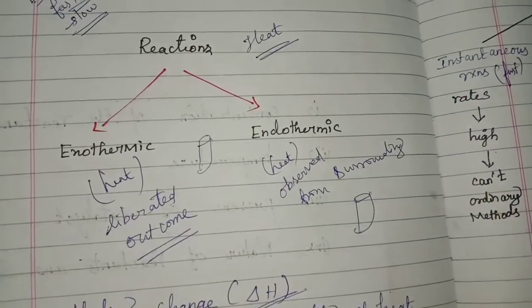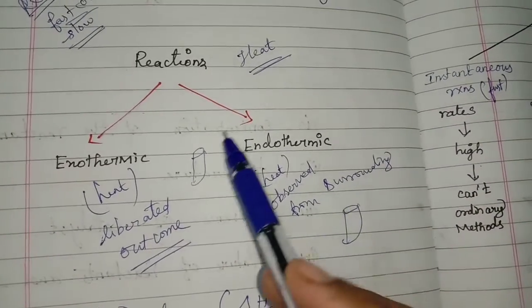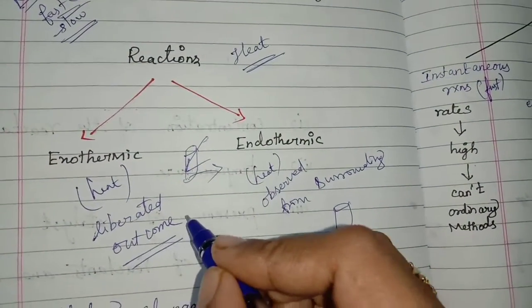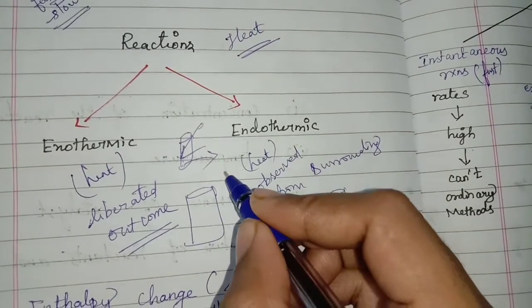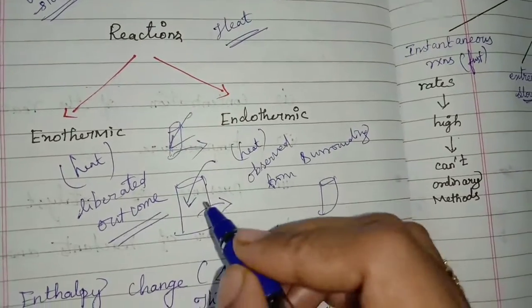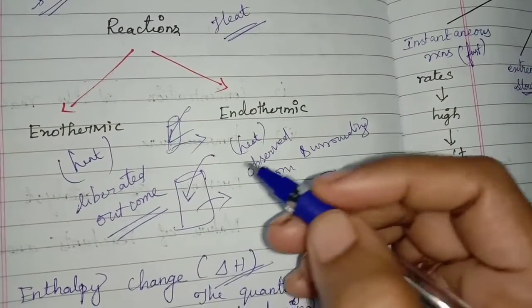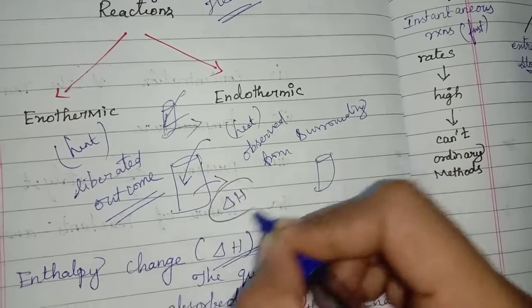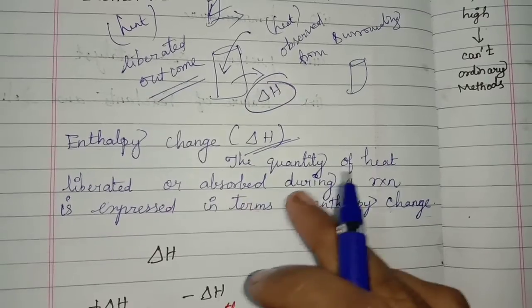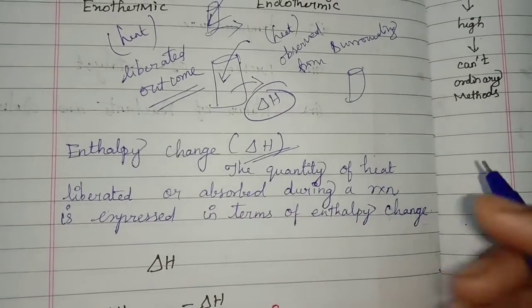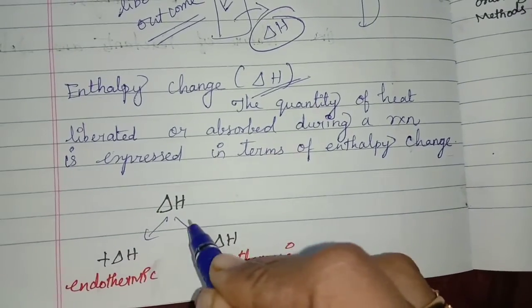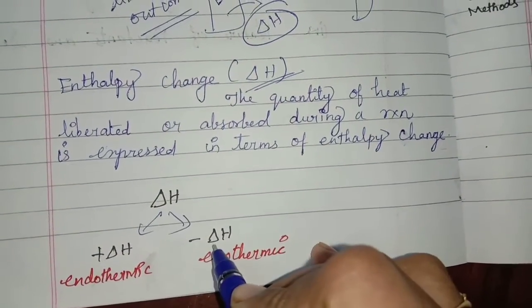I said in the exothermic and endothermic reaction, heat will come out or heat will come in. In a test tube we are adding some particles, sometimes the heat will be absorbed, sometimes the heat will go out. What amount of heat is incoming and outgoing can be calculated through del H. So del H is also classified into two: one is positive del H, another one is negative del H.